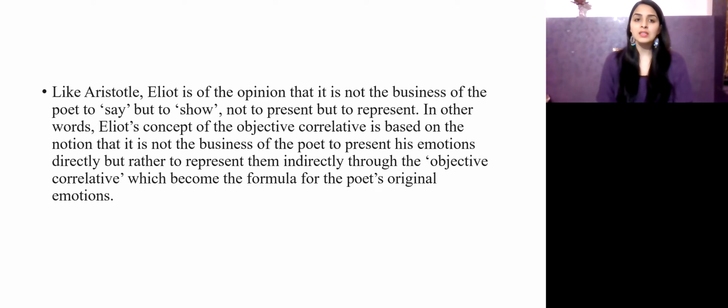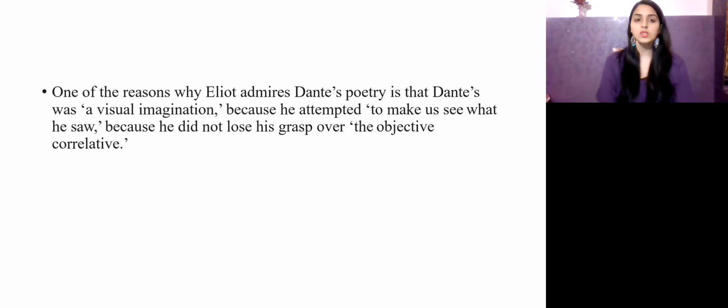In other words, Eliot's concept of the objective correlative is based on the notion that it is not the business of the poet to present his emotions directly, but rather to represent them indirectly through an object, that is, an objective correlative, which becomes the formula for the poet's original emotions.